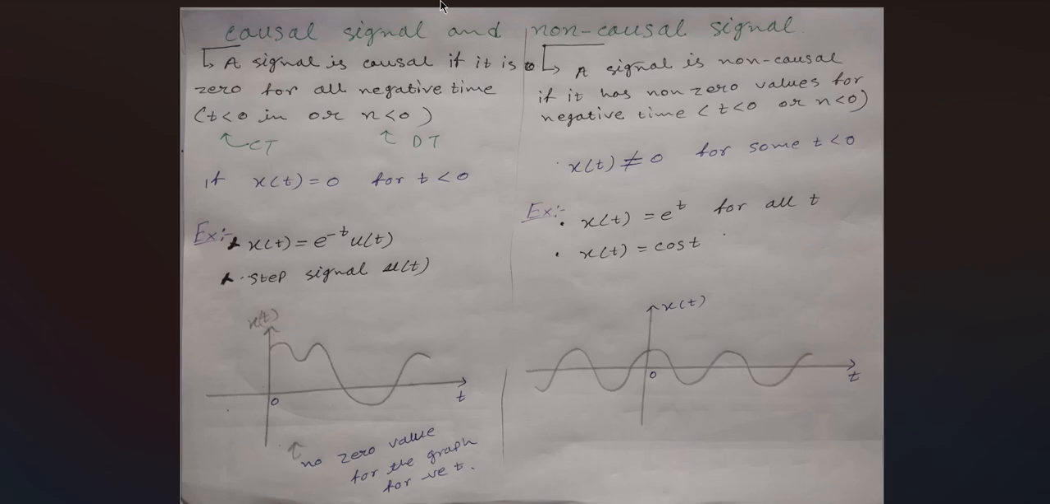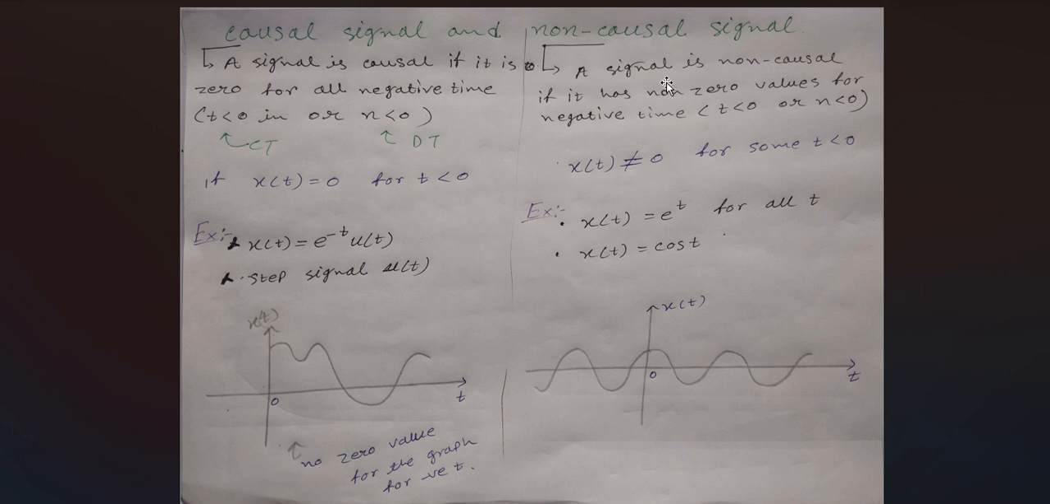Our last type of signal is causal signal and non-causal signal. A signal is causal if it is 0 for all negative time. The example, x(t) = e^t u(t). Step signal is an example of a causal signal. You can see the graph. It doesn't have a value at the negative part of t.